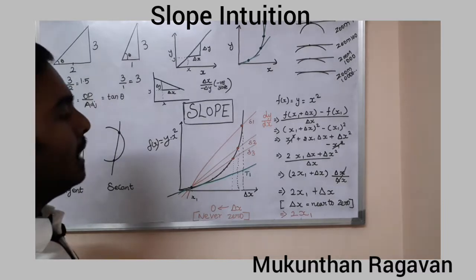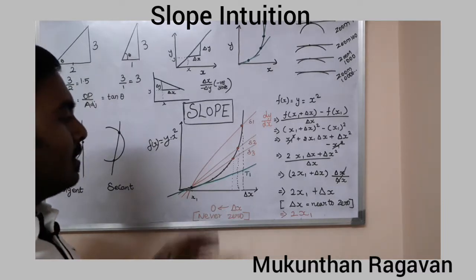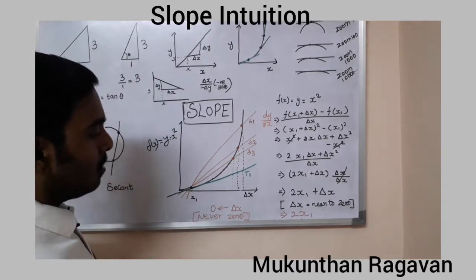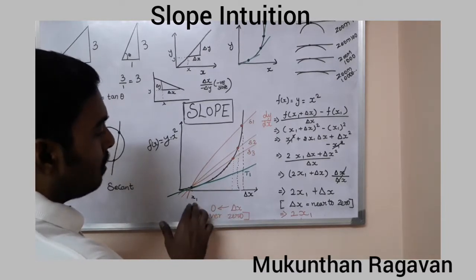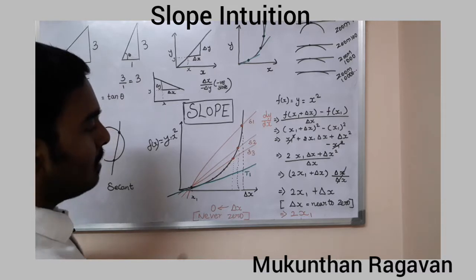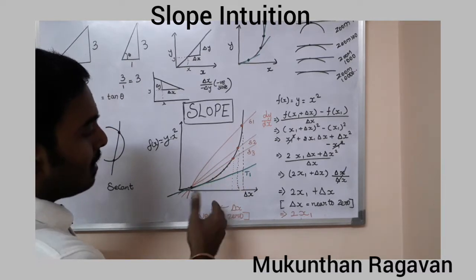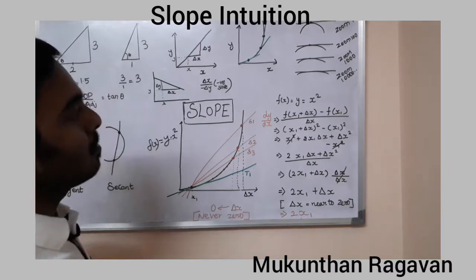However, the main point here is that delta x is reduced to very near 0 but not actually 0. Because if you make it 0, that means it's not a straight line only. We are trying to reduce the delta x as much as possible, very close to 0.